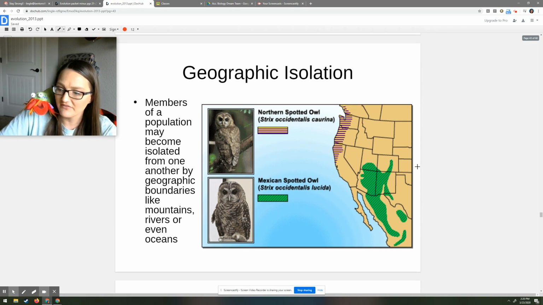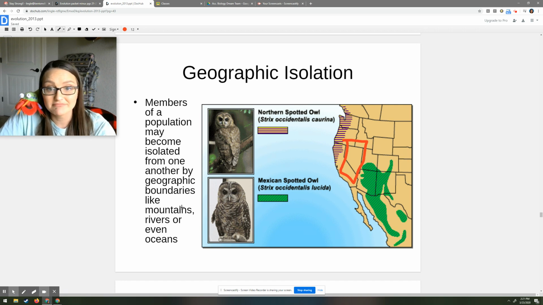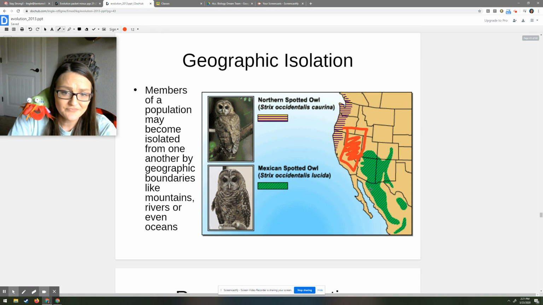Here's an example of geographic isolation. So we've got the northern spotted owl on the coast, and we've got the Mexican spotted owl down here. Now, what could be in between here and here? There's nothing shown on the map. What do you think it could be? It's a desert. So in here, it's hot. There's not a lot of fresh water for these birds to come find. And so this is a long flight. Also, there are lots of mountains and things that they have to cross sometimes to try to get to one another. And so eventually these become isolated.